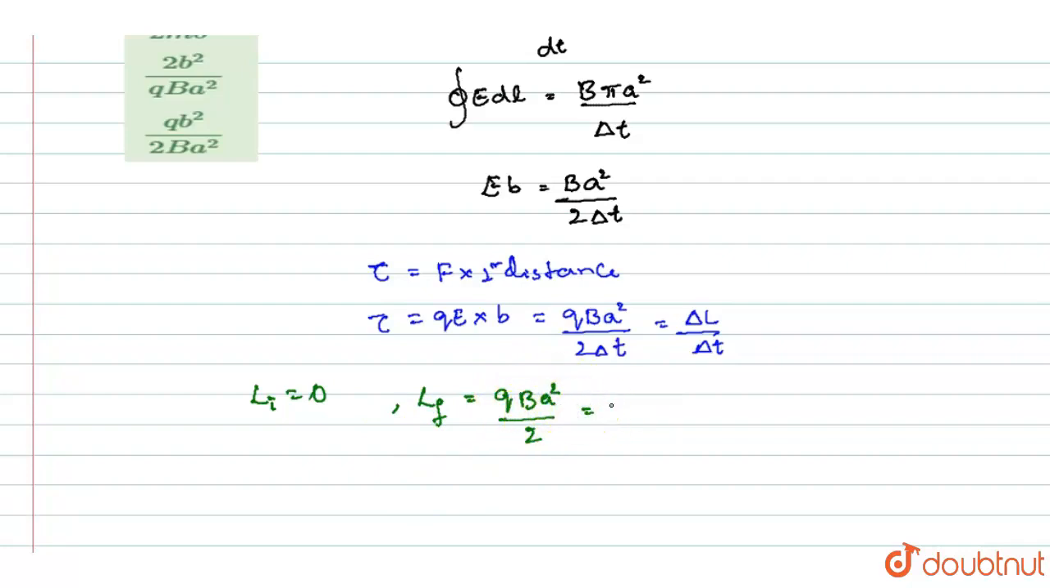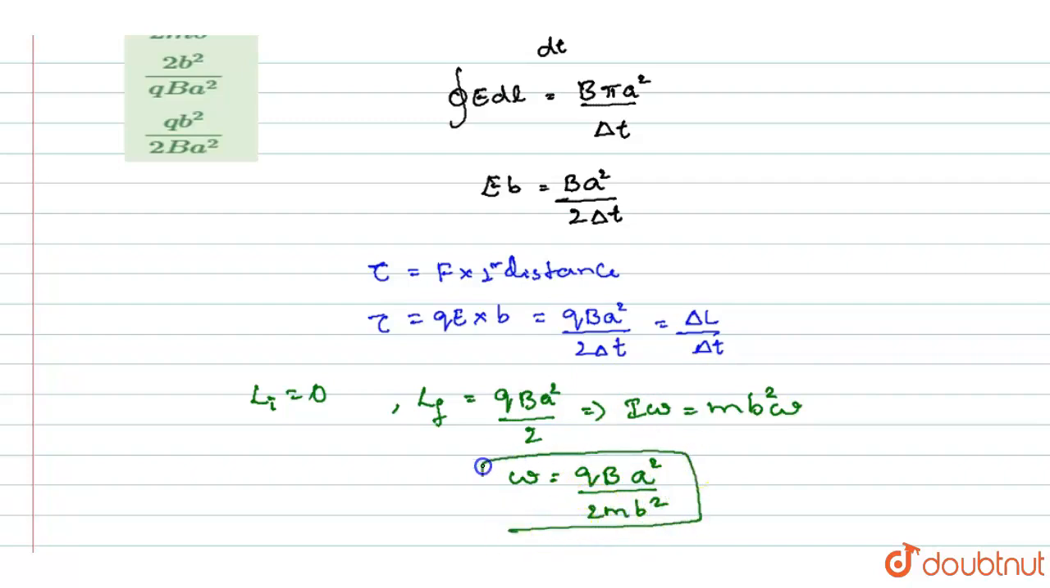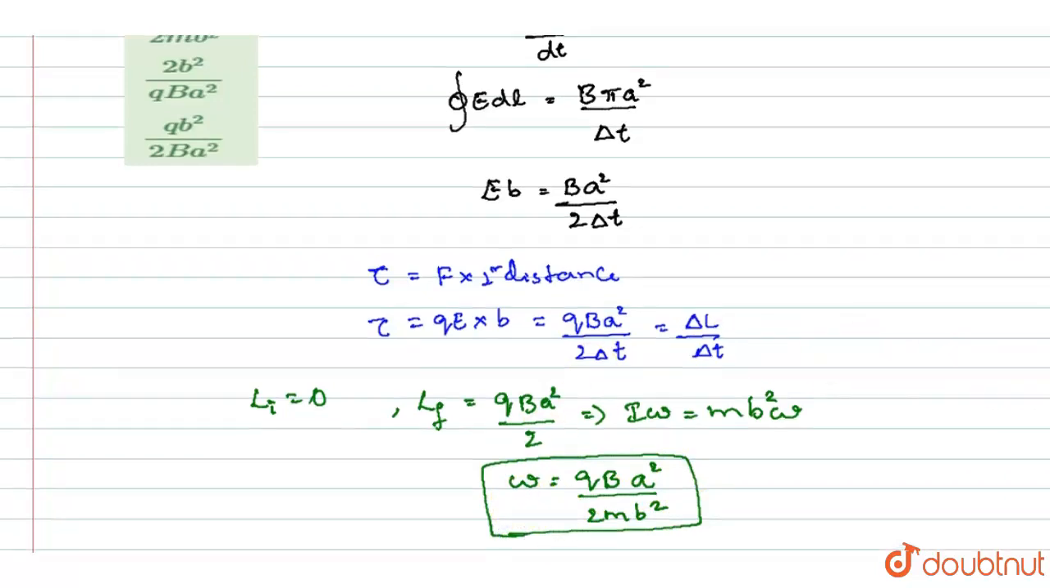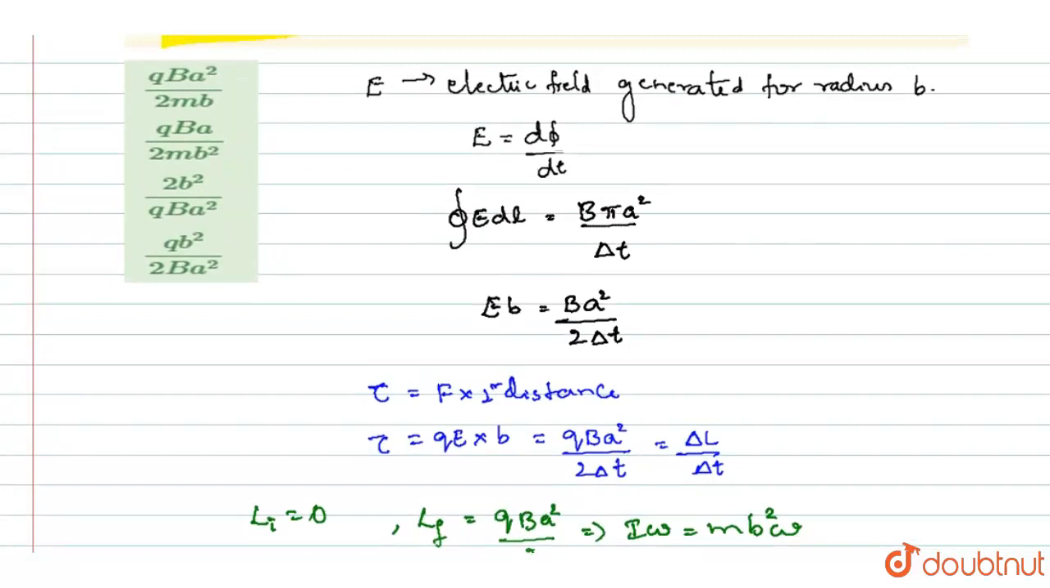So L is equal to I omega, and so you can write this equation as I omega equal to m b square omega, because I is m b square here. If I omega is m b square omega, you can solve for omega, and omega will be equal to Q B a square divided by 2 m b square, which is the angular velocity equation. So option A is the right answer.